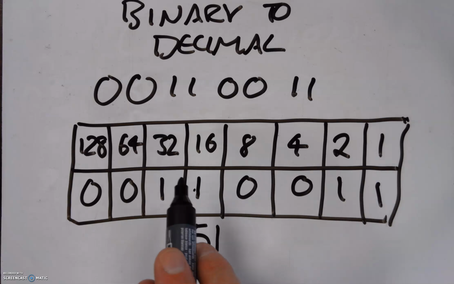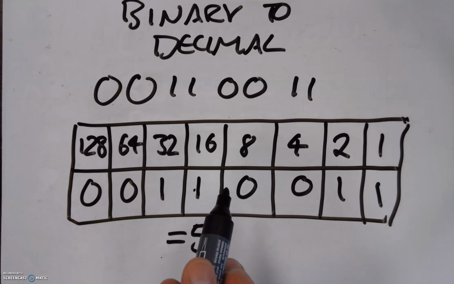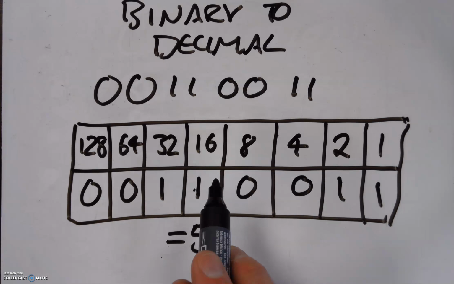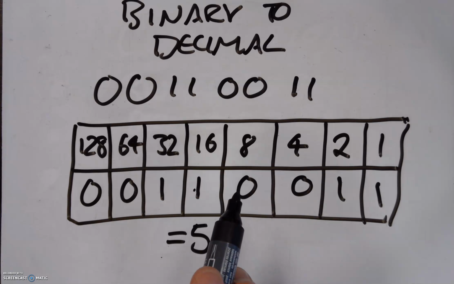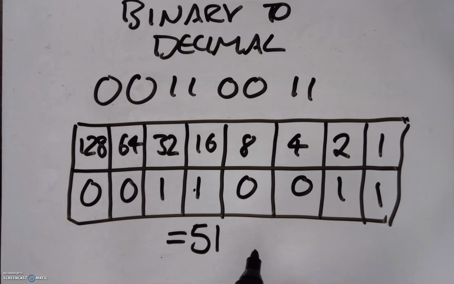But do remember that for most exams, you're doing this without a calculator, so you need to be quick on the addition. It's just 1 mark, so you don't want to spend too long on it, but make sure you get it right. It's not a particularly difficult question. And that is how you convert from binary to decimal.